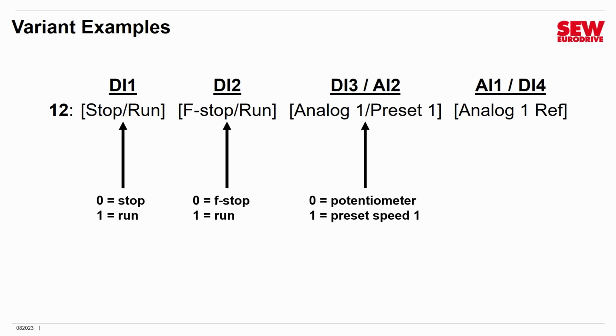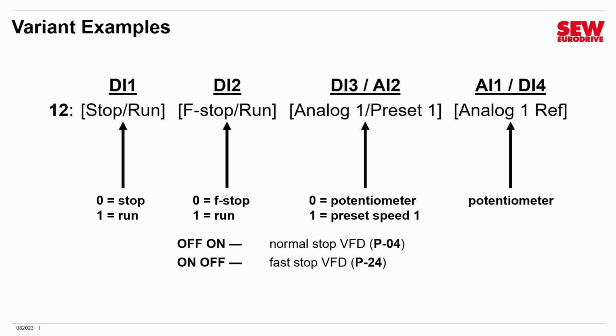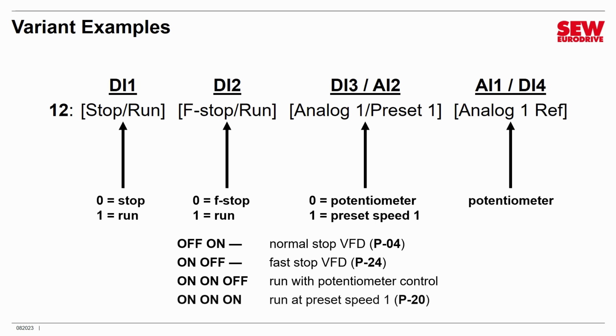Digital input 3 selects between the potentiometer and a preset speed. Analog input 1, digital input 4, again, is the potentiometer. So, if digital input 1 is off and digital input 2 is on, you will get a normal stop using parameter 04. If you have digital input 1 on and digital input 2 off, you'll get a fast stop using parameter 24. If they are both on and digital input 3 is off, you'll get potentiometer control. And if all 3 of them are on, you will run at preset speed number 1, which comes from parameter 20.